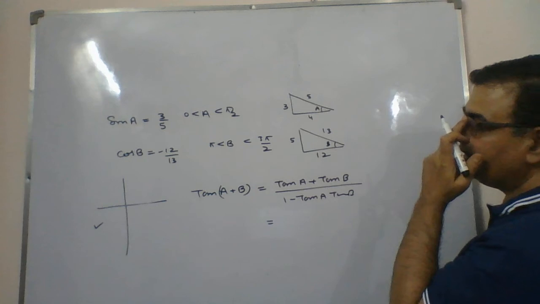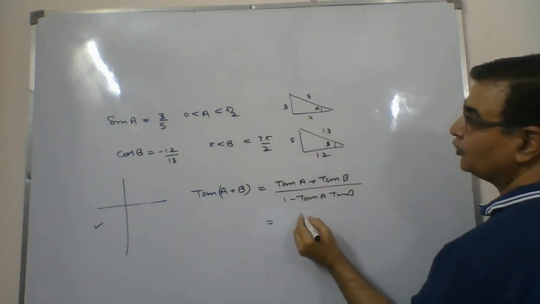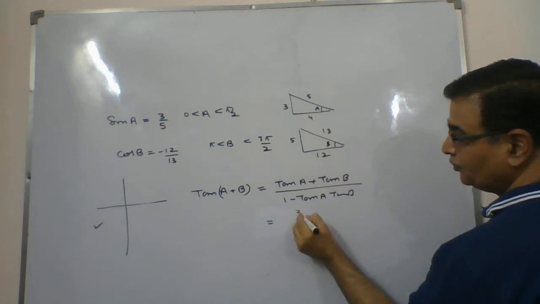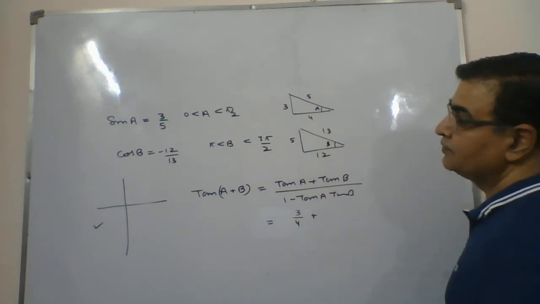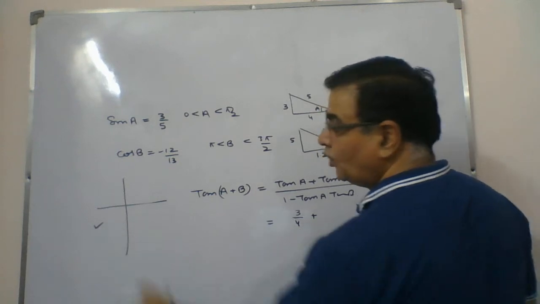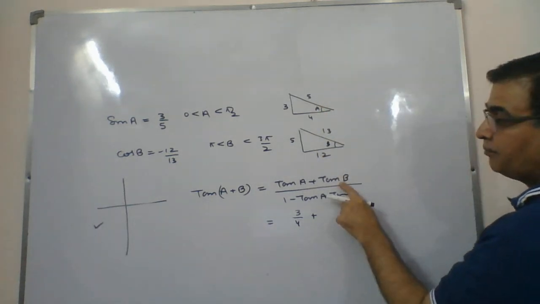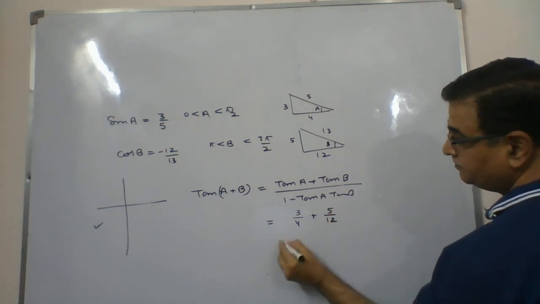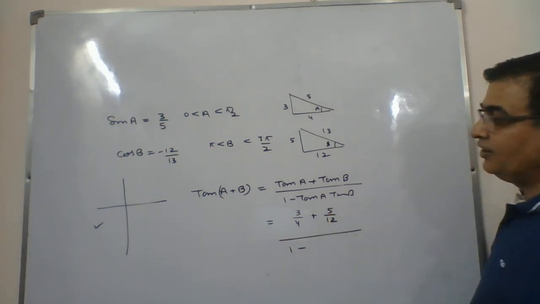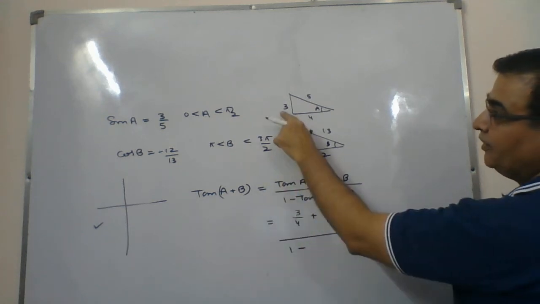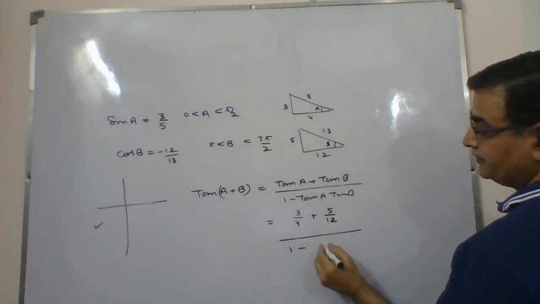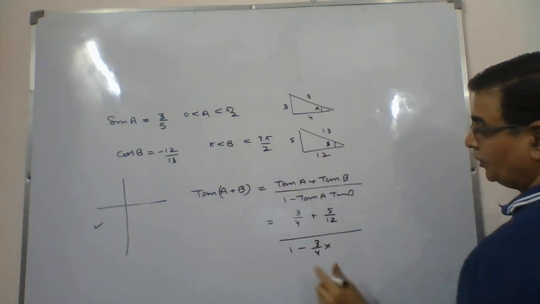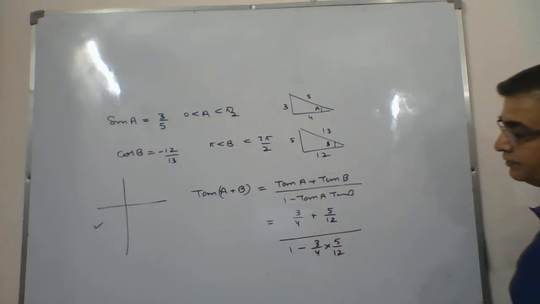So tan A, if I take the first quadrant, is perpendicular by base, so it comes out to be 3 by 4. Tan B in the 3rd quadrant will be plus, so it will remain plus here. Tan B is 5 by 12. Then 1 minus tan A tan B: tan A is 3 by 4 and tan B is also plus because it is the 3rd quadrant, so 5 by 12.